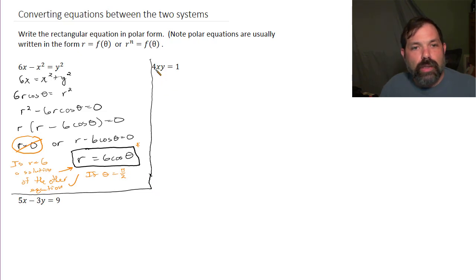All right, so here I have 4xy equals 1. Why don't you try this one out, and the one below. Why don't you try those out and see if you can write those in polar forms. And in the end, we want r equals something just in terms of theta, or possibly an r to a power equals something in terms of theta. Now would be a good time to pause.